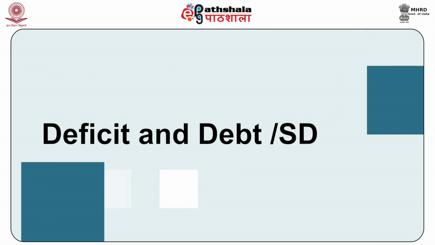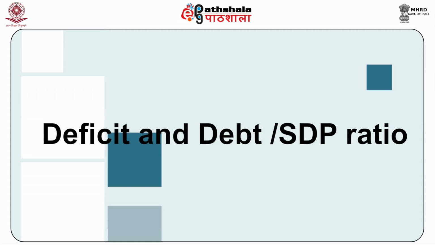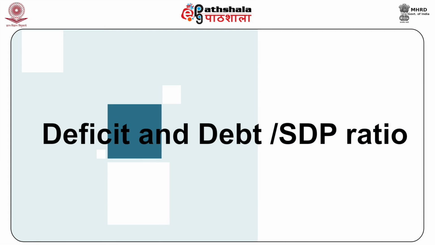Now, let us understand the deficit and debt per SDP ratio. There is a difference in the definition of debts used by various government bodies. In the Indian situation, the debts include loans and advances from the centre, and provident fund, reserve funds and deposits.